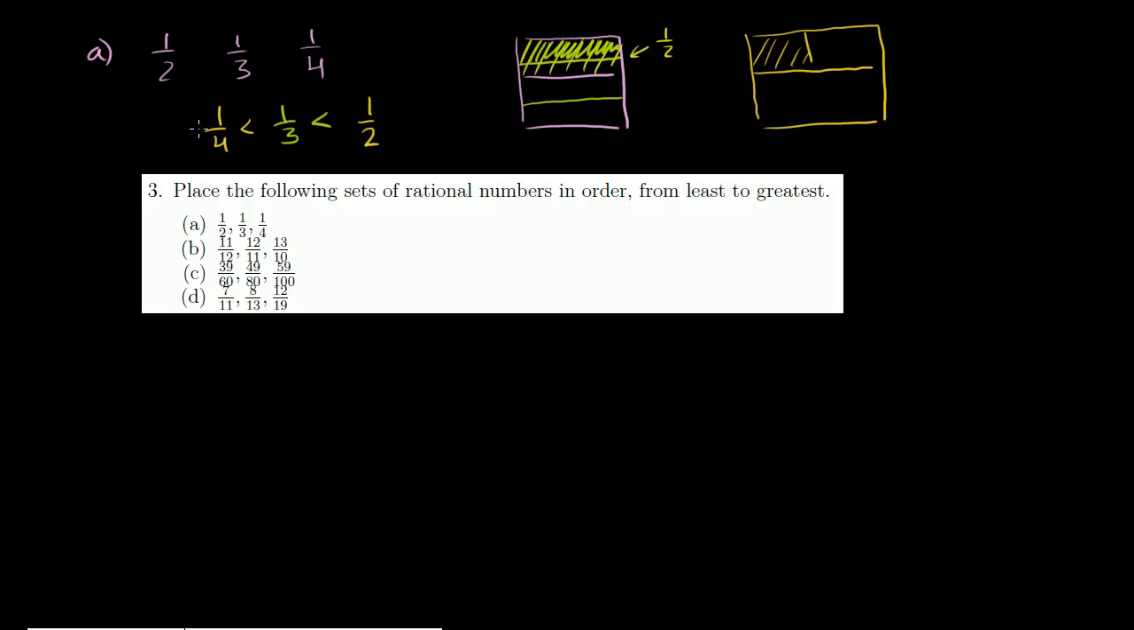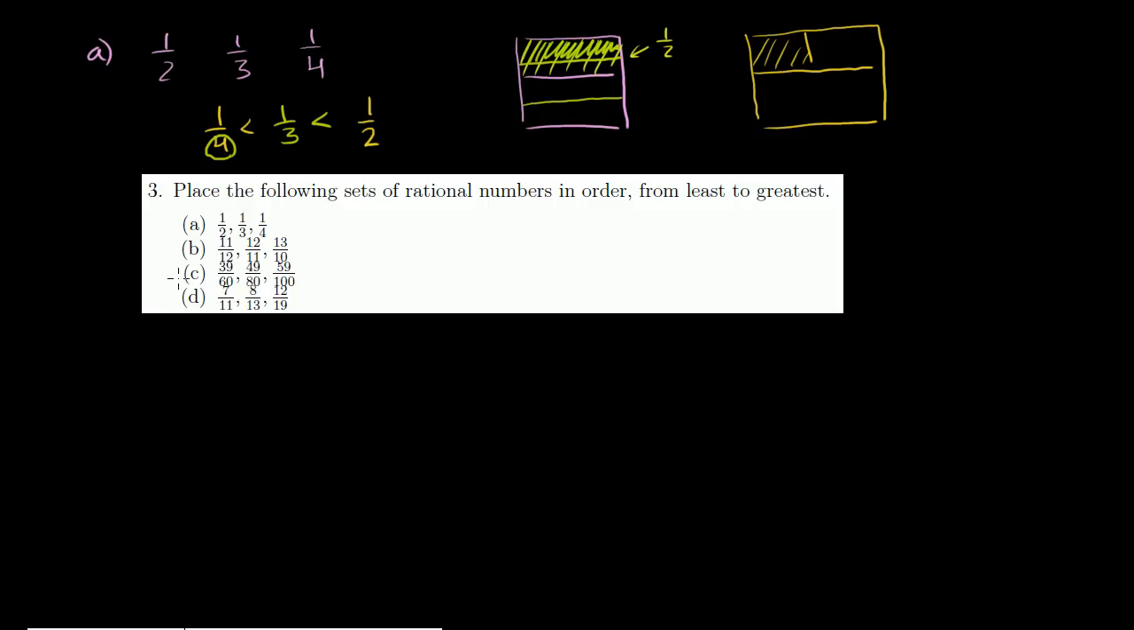In general, the larger your denominator, the smaller the fraction. I have only 1 out of 4. That's less than 1 out of 3. And that's even less than 1 out of 2, which would be even less than 1 out of 1. So that's our first one. We put that in order: 1/4, 1/3, 1/2.